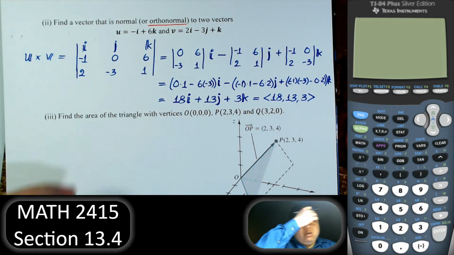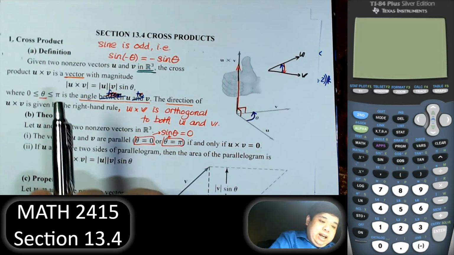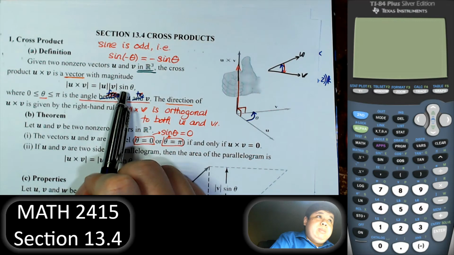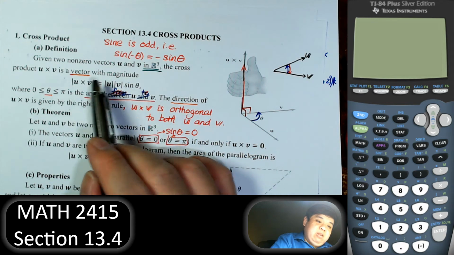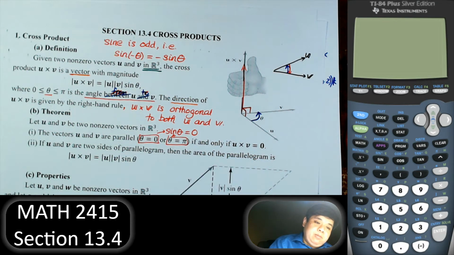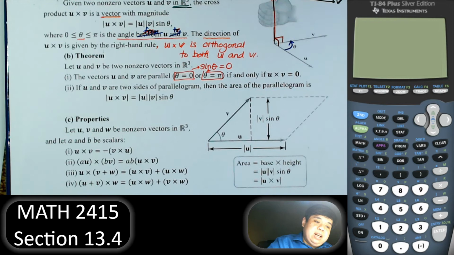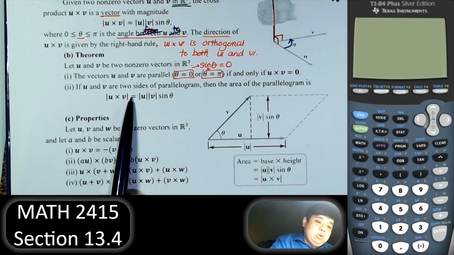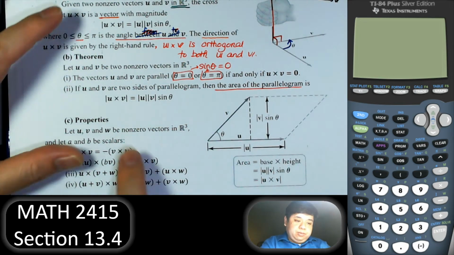So what do we know about the cross product so far? The magnitude of the cross product is equal to that, where the sine is of the angle in between. Just make sure that the angle in between is positive, otherwise the magnitude would be negative, which would be wrong. So the angle here must be positive. We know the direction is orthogonal to both of them. Furthermore, if u and v are two sides of a parallelogram, then the magnitude of the cross product gives us the area of the parallelogram. So this is very important.